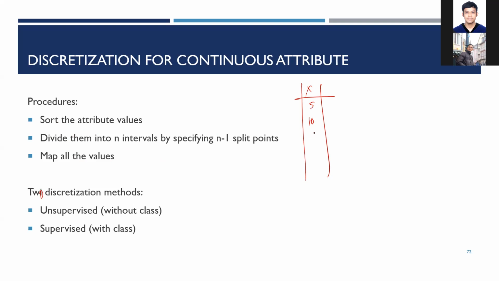5, 10, 12, 13, 15. For example, we have maybe 2 and also 3. Then we sort this one. So the smallest one will be 2, the highest one will be 15. Then we divide this into 3, for example. So the range is 13. If we divide it into 3, 13 divided by 3 is around 4.